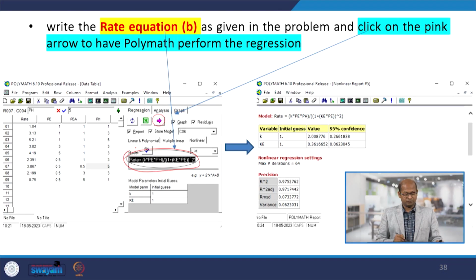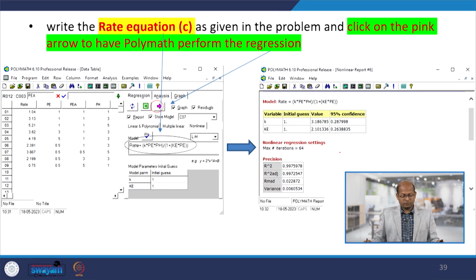So, once we put rate equation B, similarly the model equation B you have to put, then click on that pink button. After putting it and performing the polymath regression, we will get the k and ke values, with their 95% confidence limits and the variance value.